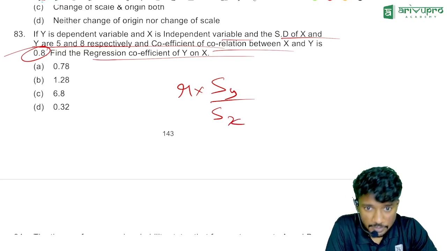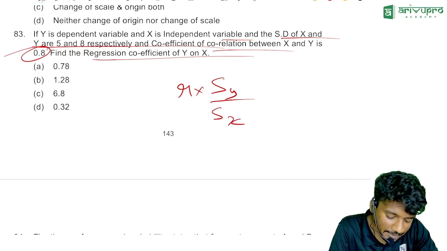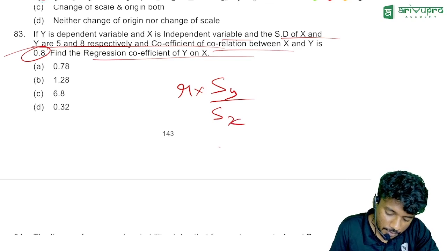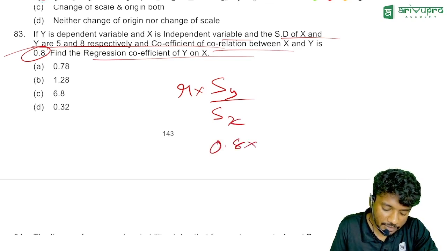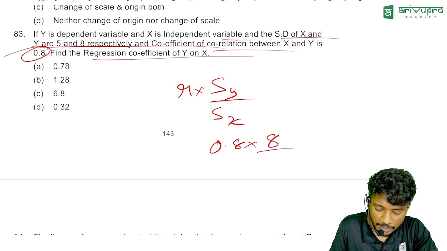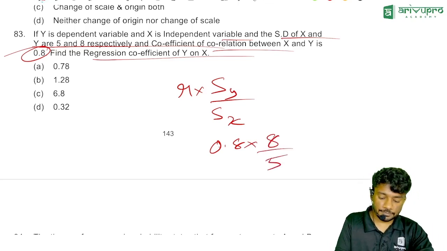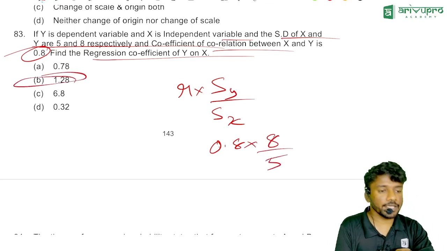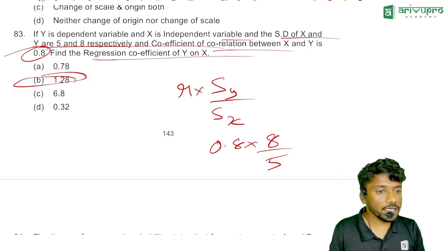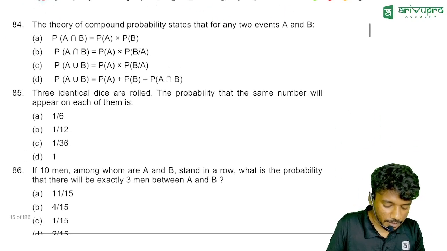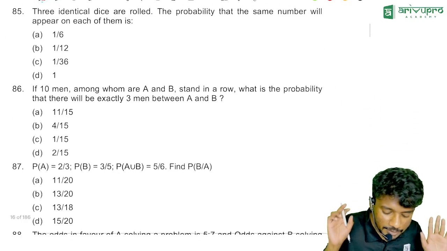Keep a note of this formula. So what is the answer? R is how much here? 0.8 into standard deviation of y, which is how much? 8, divided by 5. How much is the answer? 1.28 is the answer. Okay. Next question, that I am not discussing. You know it.